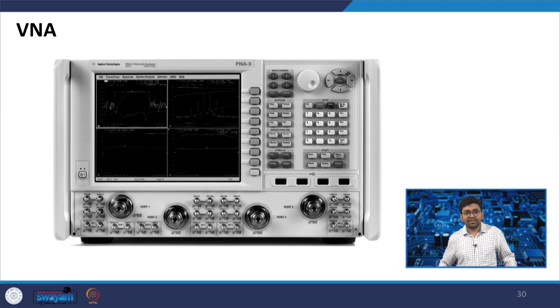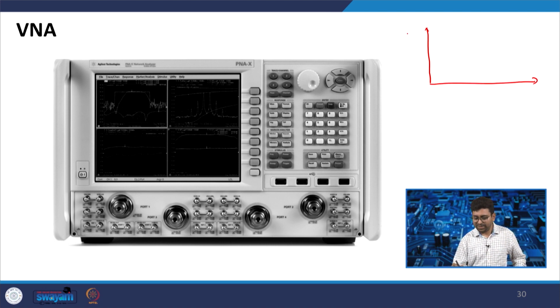So, mostly this is a widely used equipment, the VNA, that is called a vector network analyzer, and this is a 4 port vector network analyzer. Previously it was called Agilent, now it is Keysight, where you can find various S parameters. S parameters are generally measured in dB, so the y axis is dB and the x axis is frequency. So, all the network parameters you can find by using a network analyzer.